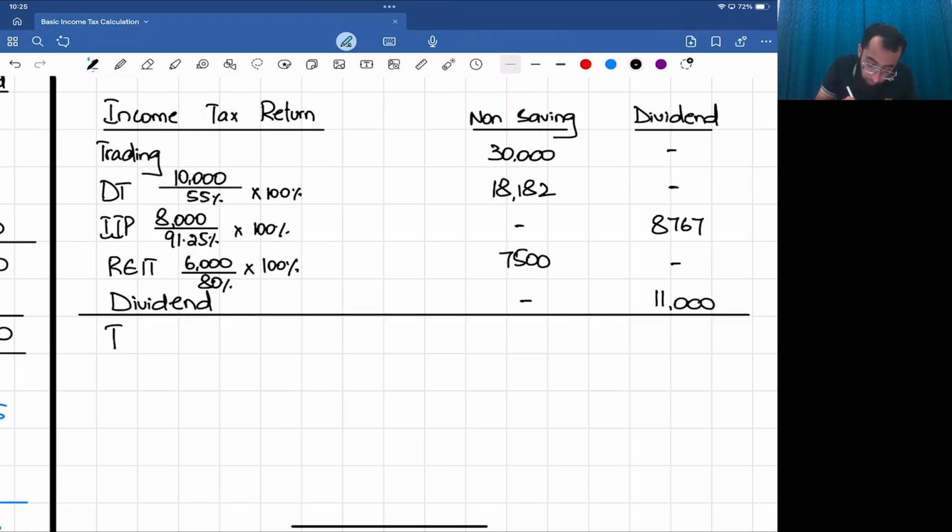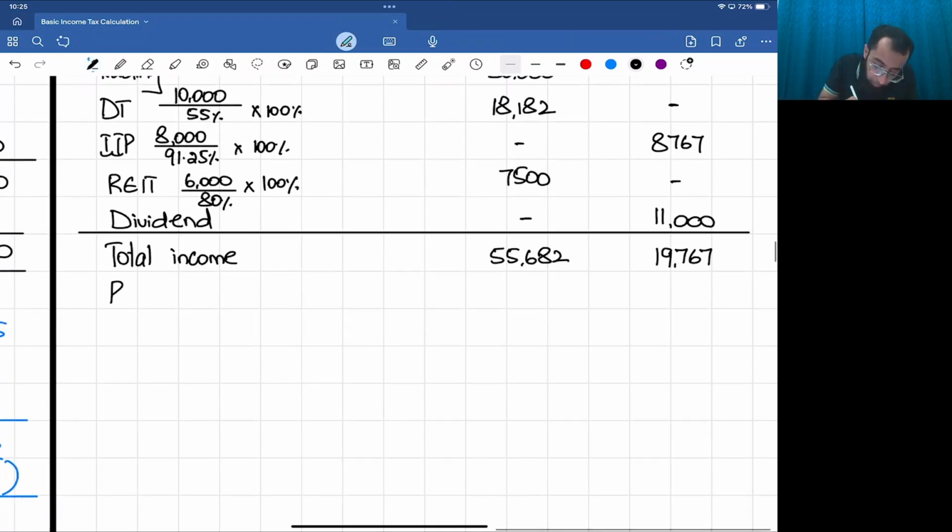Okay. Now you will arrive at the value of total income. 30,000 is the trading. Then 18,182 the discretionary trust, and 7,500 of real estate investment trust. So it's 55,682. It goes in non-saving, and in dividend it's 19,767. Okay, now you will adjust your personal allowance 12570.